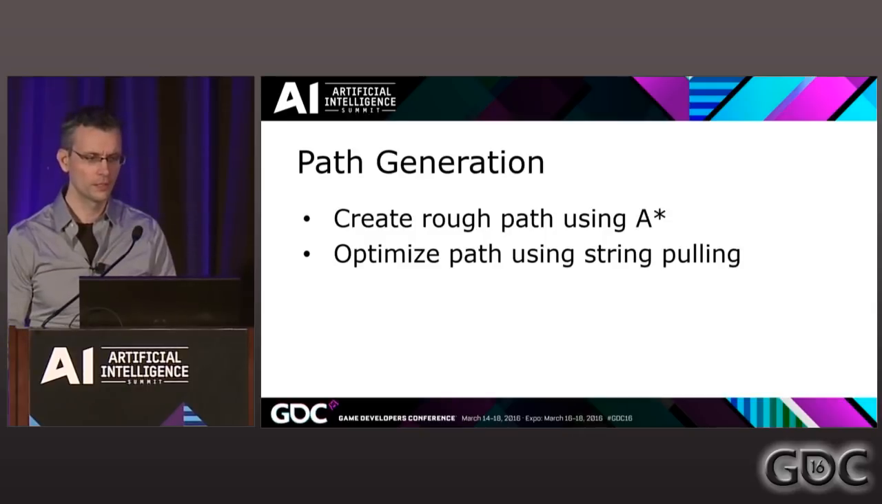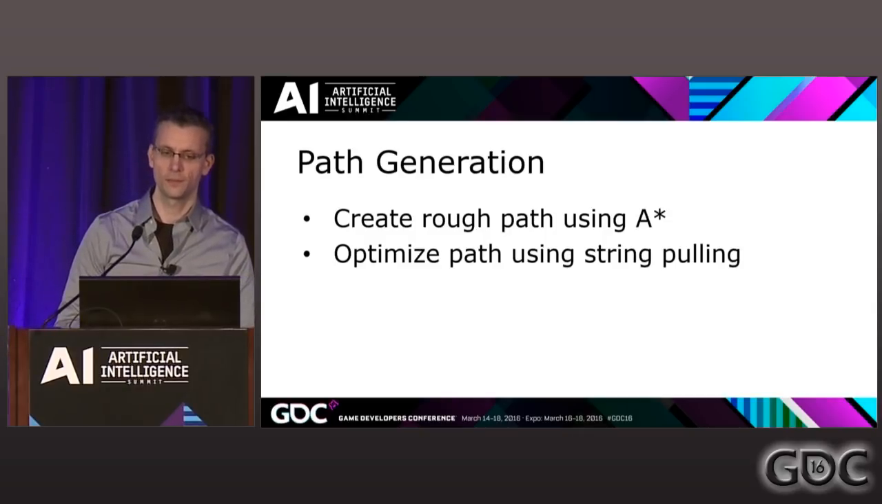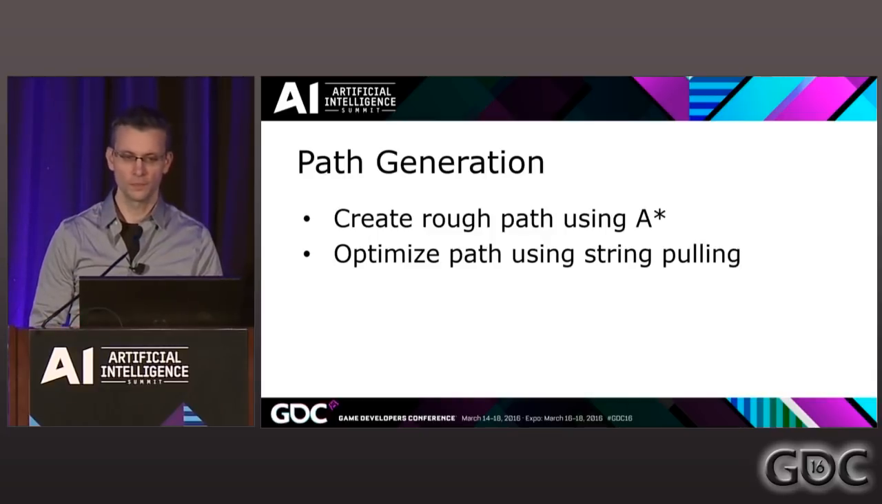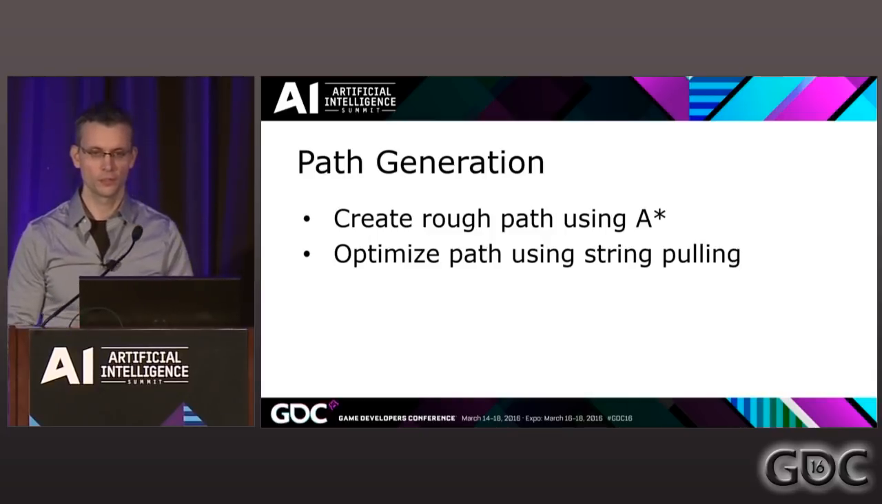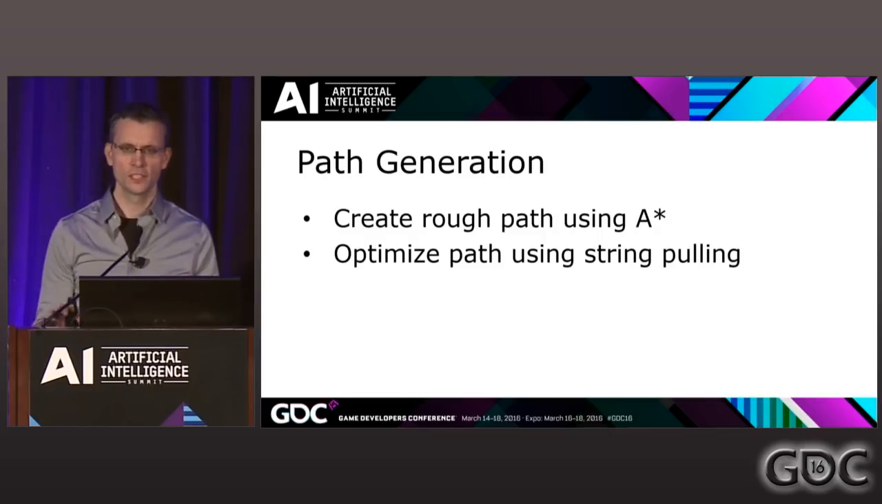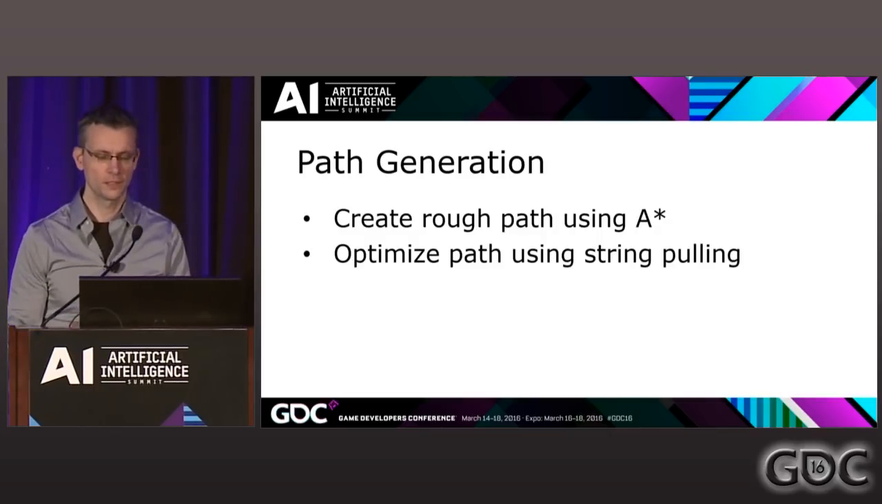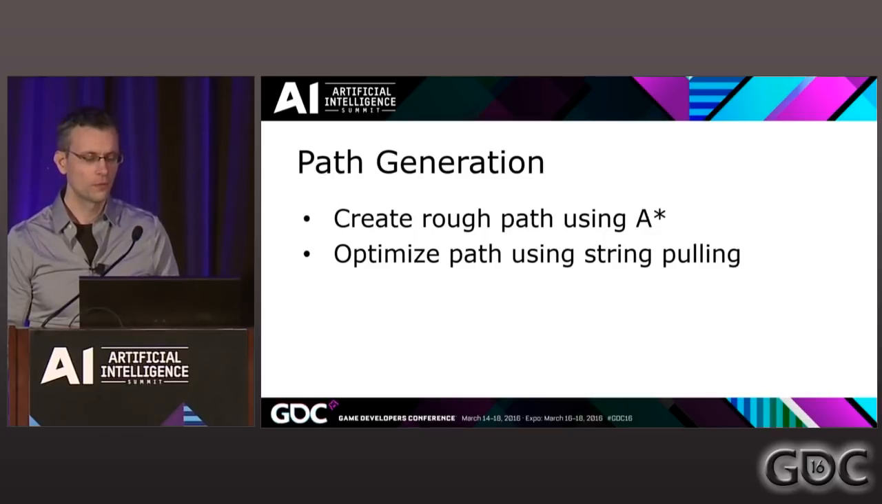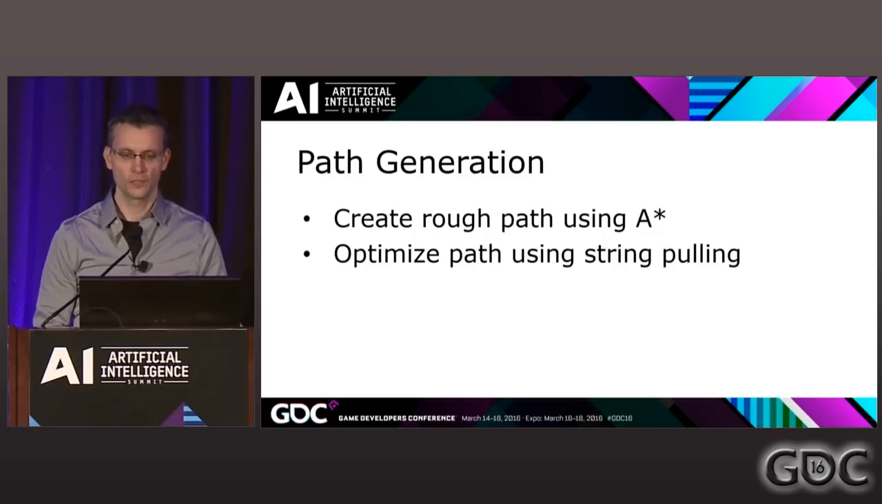So now we've got some pathfinding data, and we need to generate a path. We start out by creating a rough path using A star, and then we optimize that path using string pulling. And at this point, this is generally where people would say, this is enough for my biped, we have a good path, it's a very optimal path, and it will get us where we want to go. However, for a quadruped, these paths don't look very good.